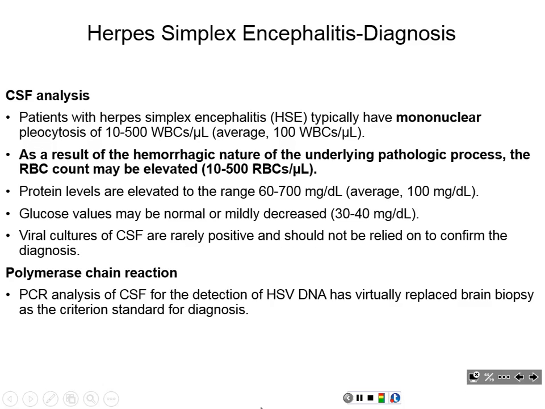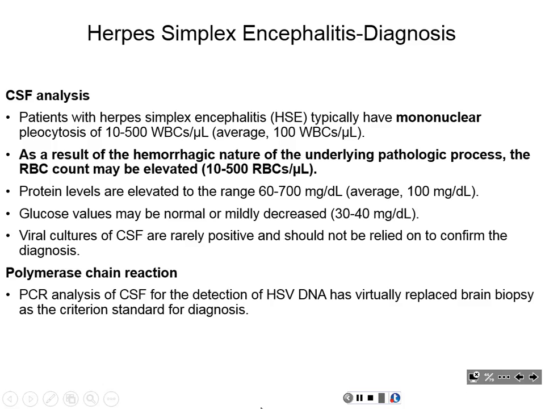The CSF here shows a little bit of a pleocytosis. This is going to be a mononuclear pleocytosis. And as a result of that hemorrhagic underlying pathologic process, this is where you're going to maybe see a little bit of an orange tint or red blood cells in your CSF, because these red blood cells are being broken apart. Protein levels are mildly elevated.